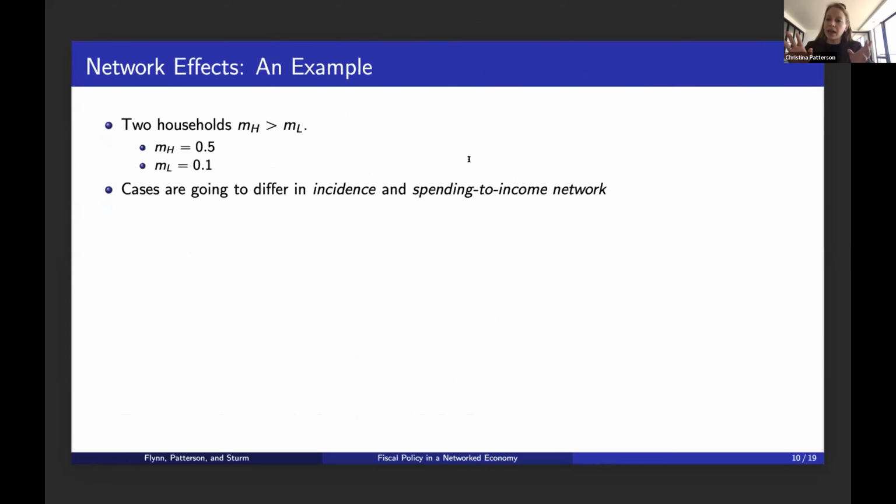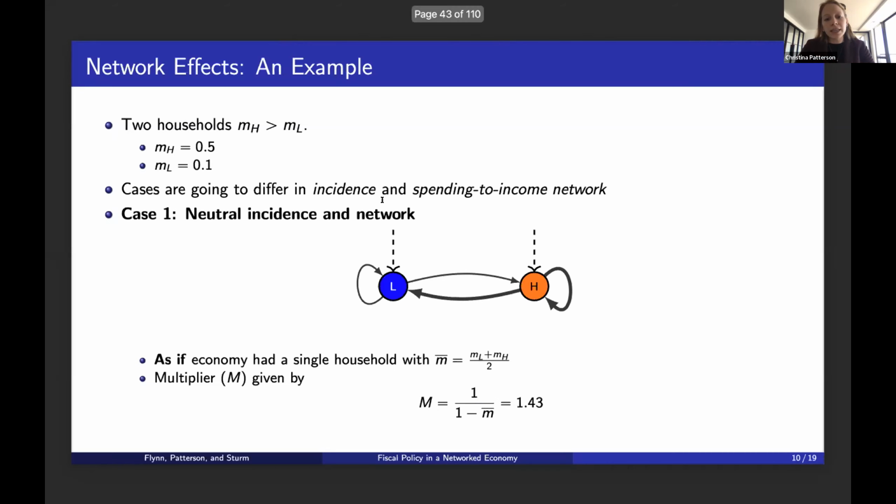I want you to consider a setting. There's two households, one with a relatively high MPC 0.5, that person works in a restaurant, one with a relatively low MPC 0.1, that person works in car manufacturing. And in the examples I'm going to go through, I'm going to have differences both in the incidence of the transfer, as well as differences in the structure of the economy, so differences in the spending to income network. So the first case is going to be neutral incidence in a neutral network.